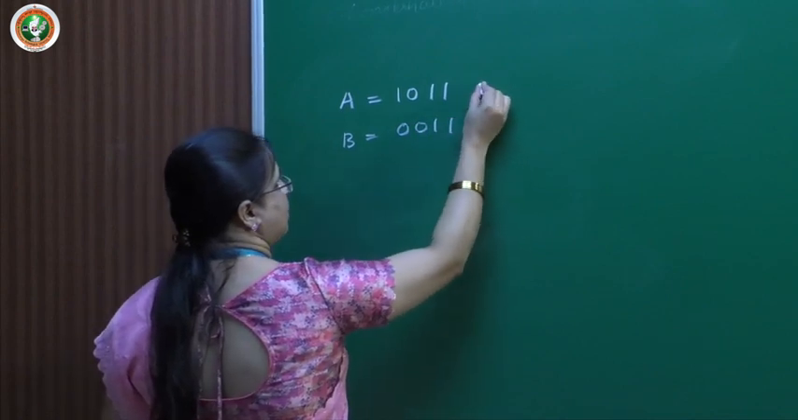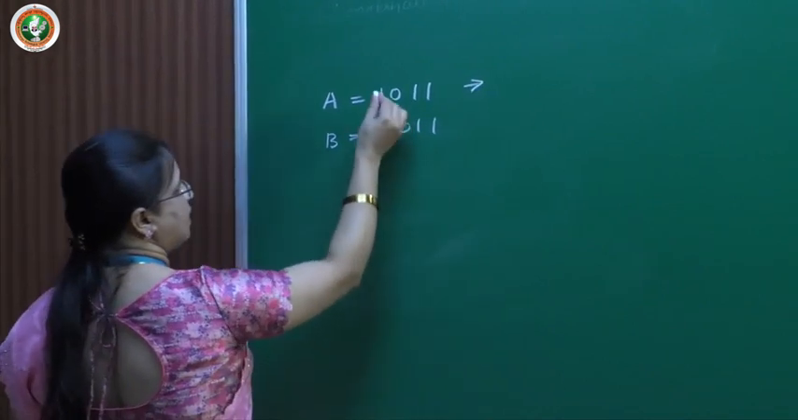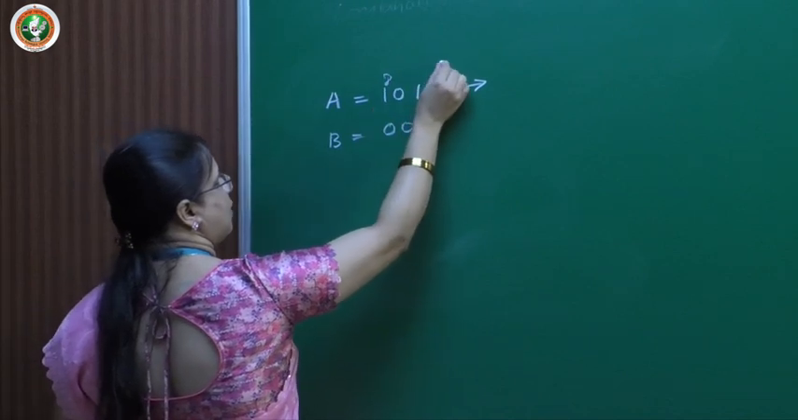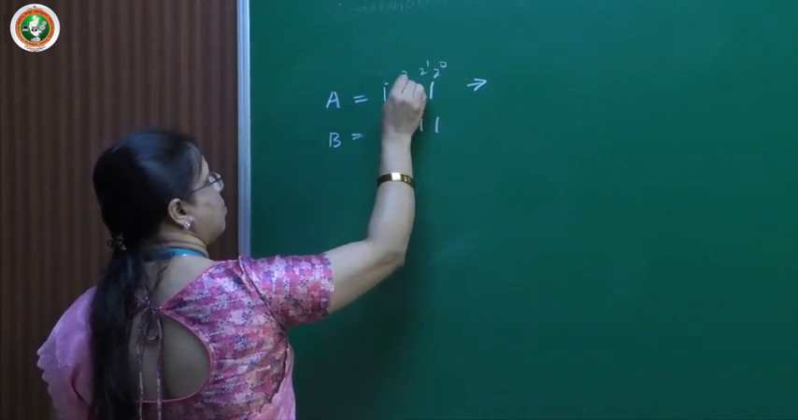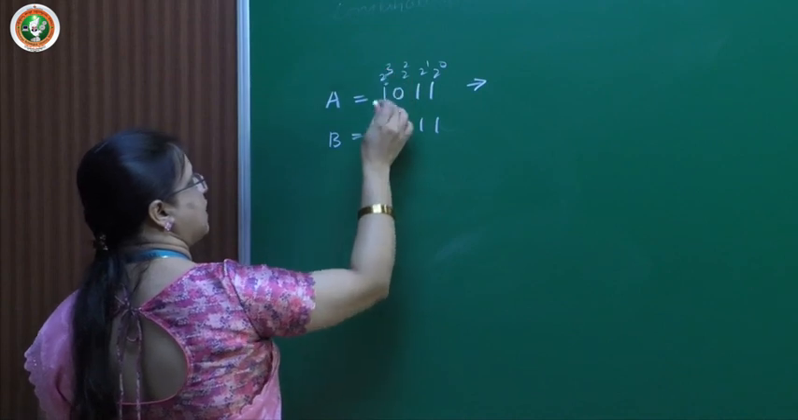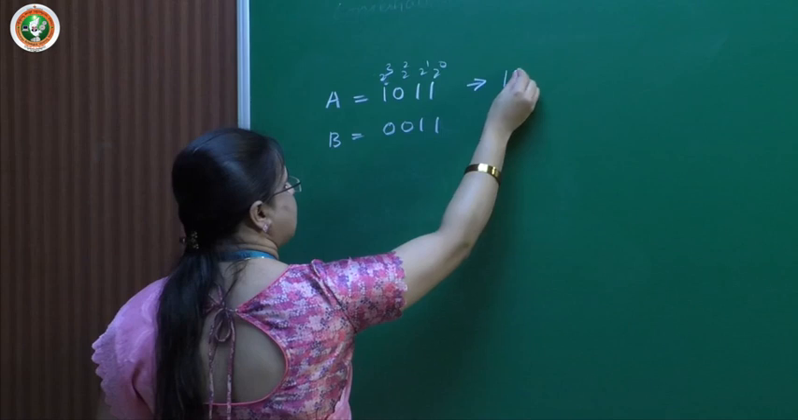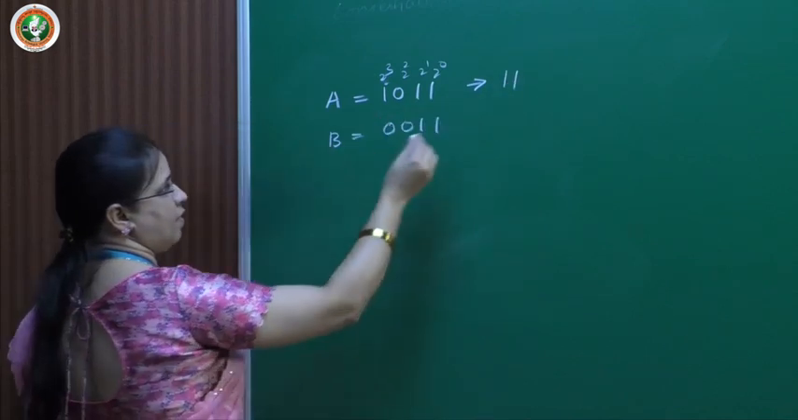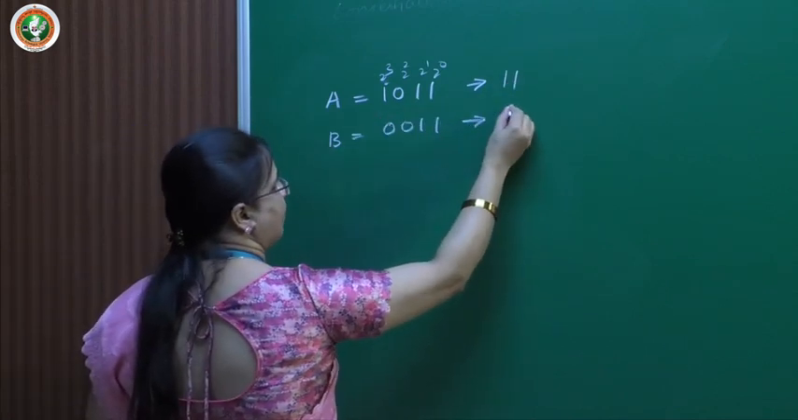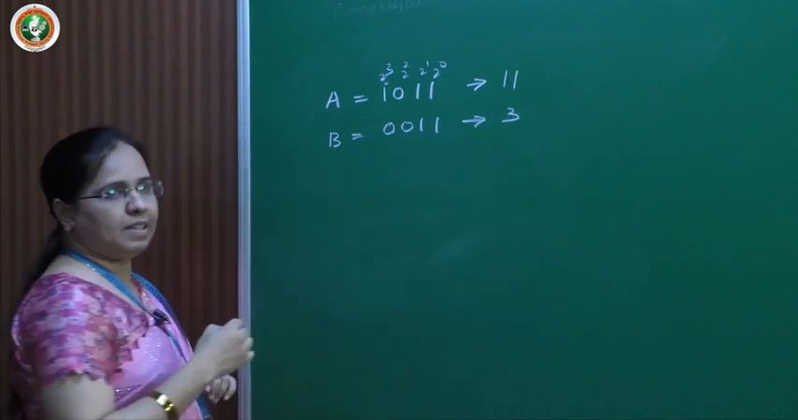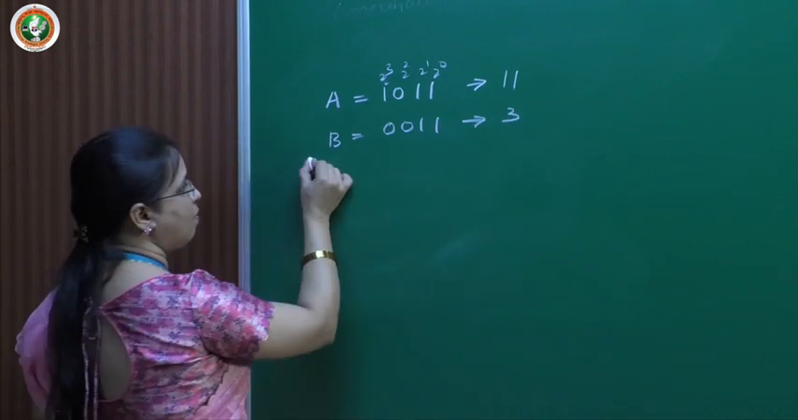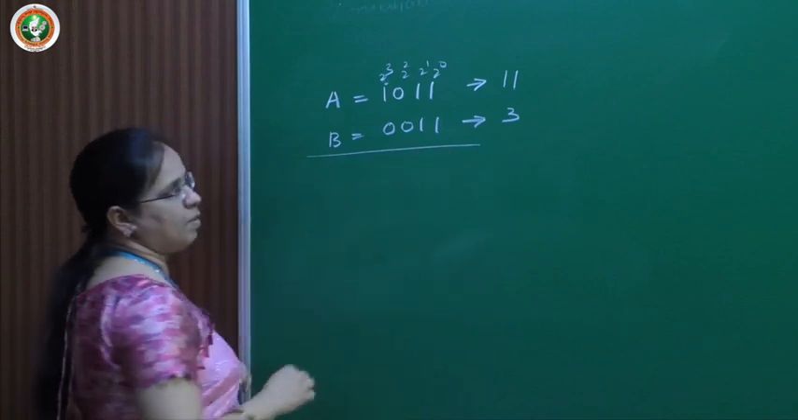Here the place values are 2 power 0, 2 power 1, 2 power 2, 2 power 3. So 8 plus 2 is 10, plus 1 is 11. So this is the binary equivalent of the number 11, and this is the binary equivalent of the number 3. Now I want to perform addition of these two numbers.